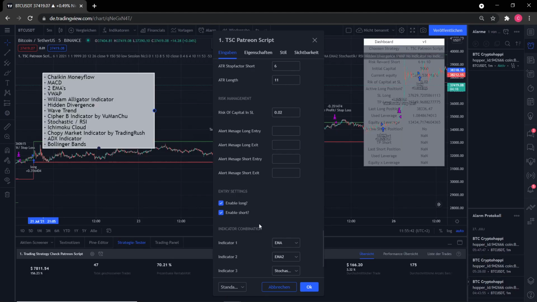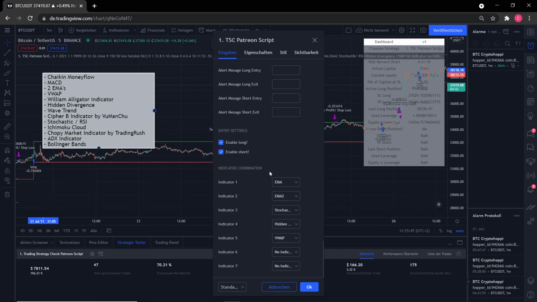Long/short. Here you can decide if only long or short positions should be traded. Indicator combination. Under indicator combination, a maximum of 7 of the 14 indicators can be combined. Mostly not only one indicator is enough. With possible 3,400 combinations, you may find one or the other profitable strategy. On my Patreon page, I will regularly post profitable combinations, and for which markets they are best suited.